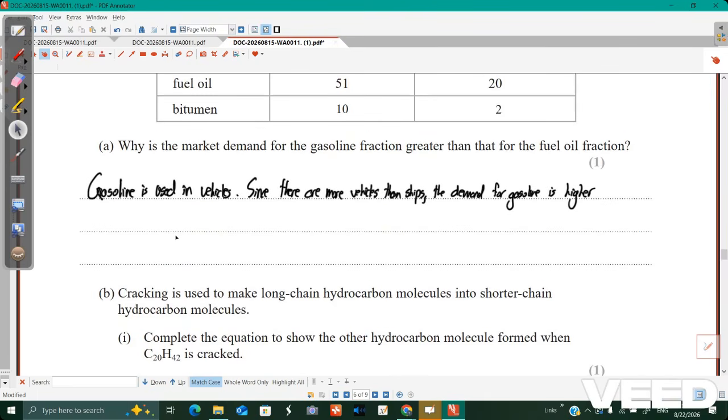Why is the market demand for the gasoline fraction greater than that for the fuel fraction? Gasoline is, yeah.